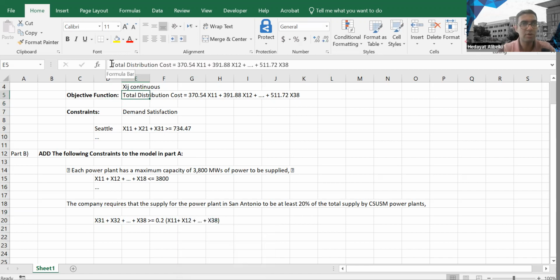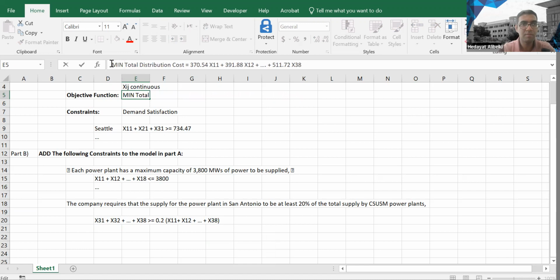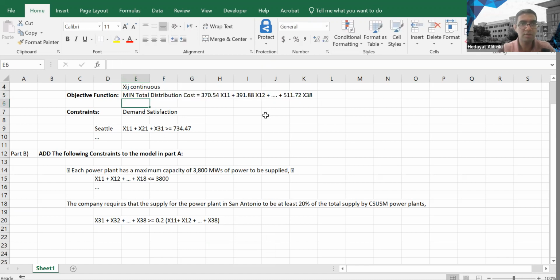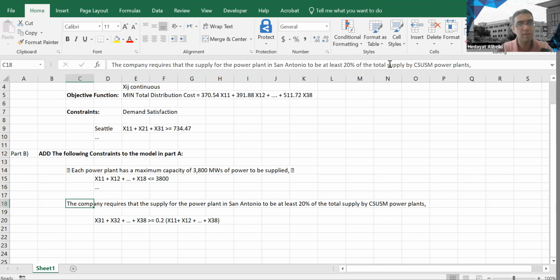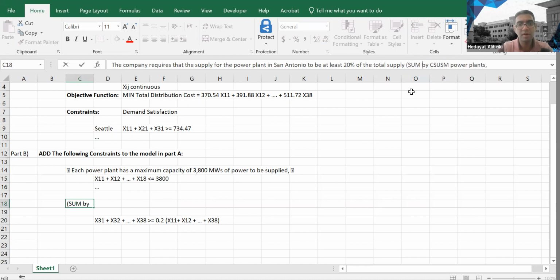So here I just put minimum total distribution cost, and here, it's safer because that's what this statement says. It says total supply, and this is the total supply, the sum of Xij's. Or I can just put here: sum of total supply is the sum of Xij's. That's the total supply.